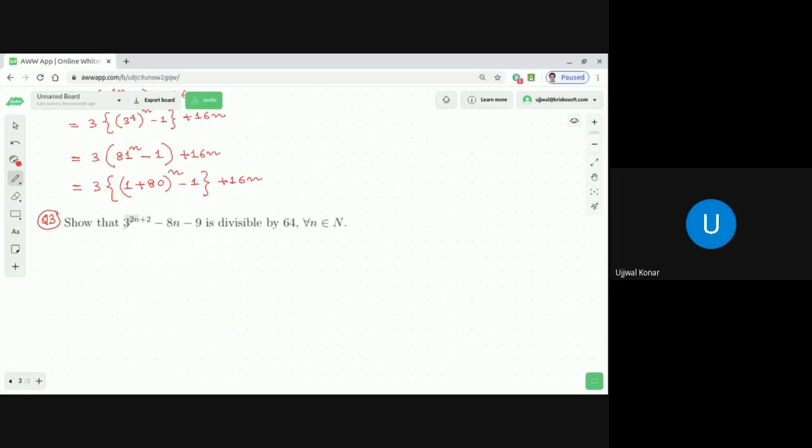Now, next problem I am going to give you, dear students. Next problem you can write along with me: show that 11 power n plus 2 plus 12 power 2n plus 1 is divisible by 133 for all n belongs to the set of natural numbers.